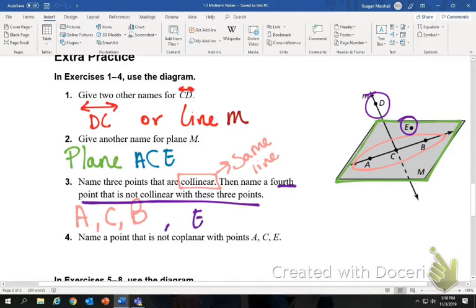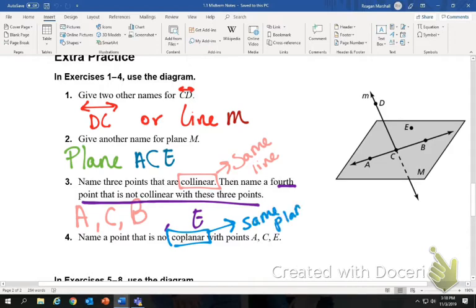Number 4, name a point that is not coplanar with A, C, and E. Coplanar is also a vocab term. It means on the same plane. So you're looking for a point not on the same plane as A, C, and E. So you can't name, obviously, A, C, and E. B's on the plane. M is not a point. Neither is this M. So the only option is D.